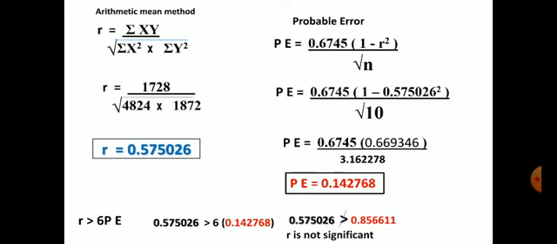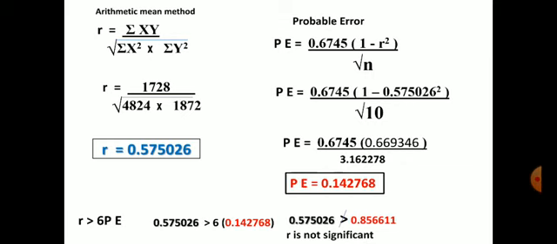If the r value were greater than 6 times P, then we would have made the conclusion that r is significant. In this case r is not significant, since the r value is less than 6 times P, therefore r is not significant.